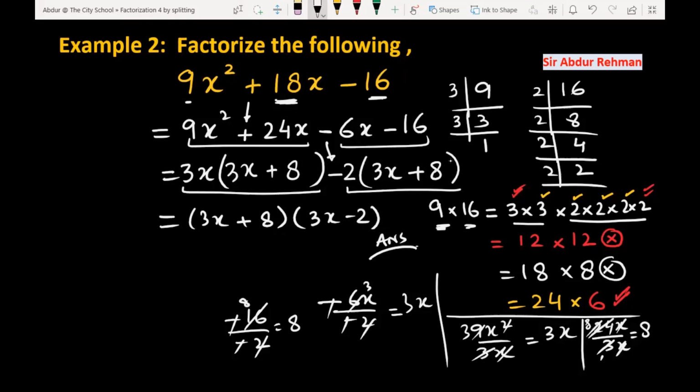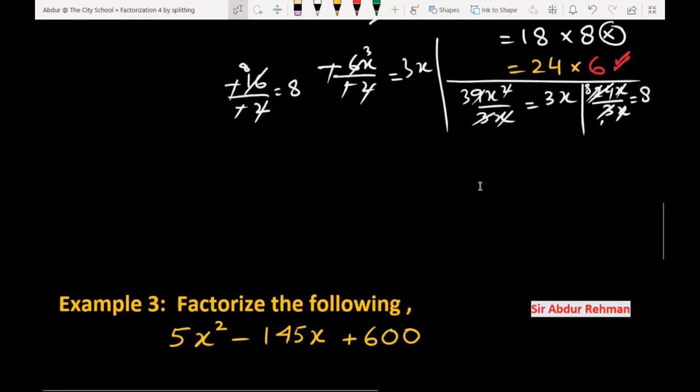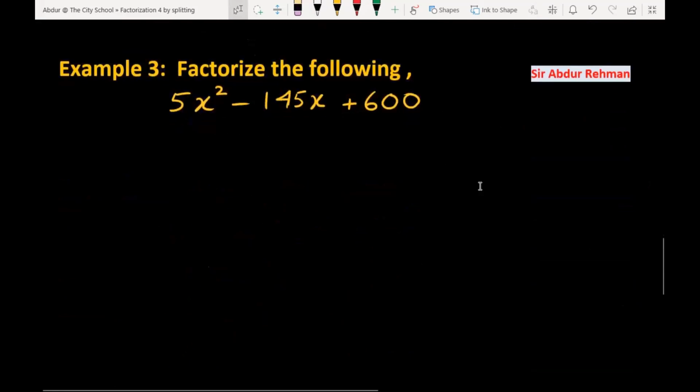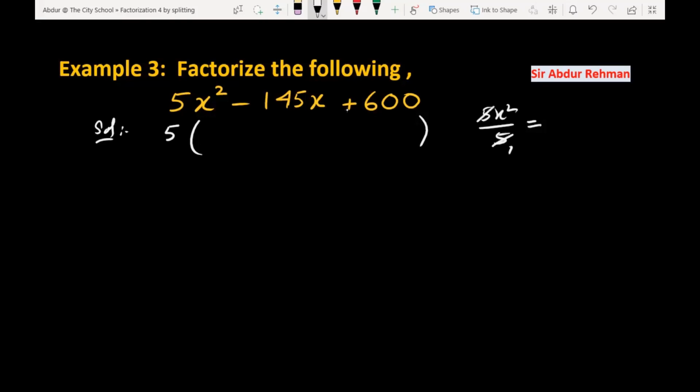For example number 2, move on. Example number 3: this is 5x squared minus 145x plus 600, and all the coefficients, all the numbers, are multiples of 5. So the first step is you have to take 5 as a common factor. By dividing 5x squared by common 5, we get x squared. So write down x squared here.